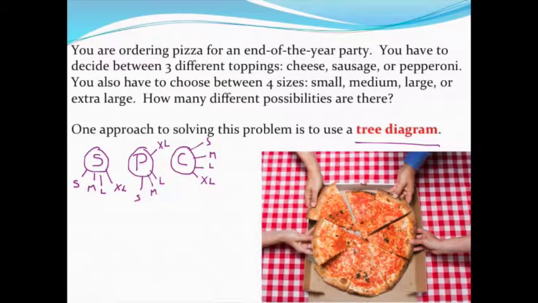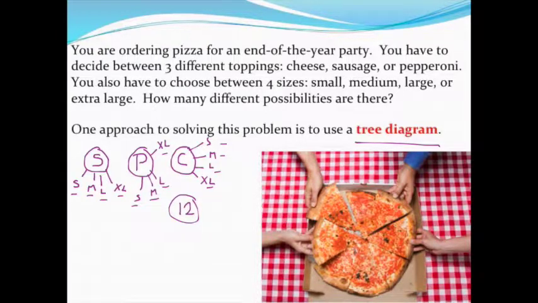To find out my total number of choices, I'll just count up how many different branches I ended up with. I ended up with 1, 2, 3, 4, 5, 6, 7, 8, 9, 10, 11, 12 different possibilities for this example. And so that's a tree diagram. It's a very visual way to do it.